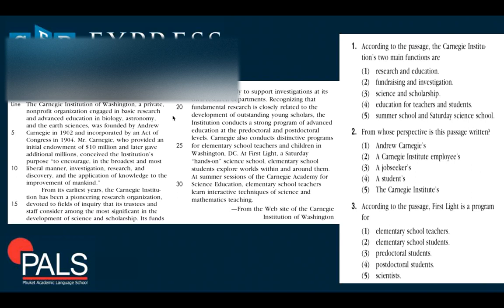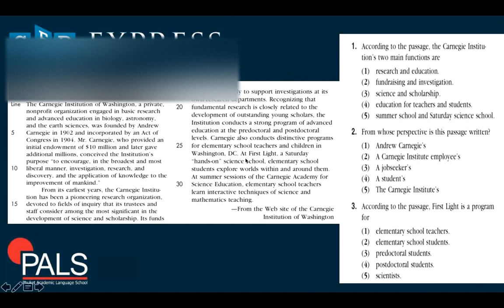Number 3, according to the passage, First Light is a program for elementary school teachers, elementary school students, pre-doctoral students, postdoctoral students, or scientists. If your answer is number 2, you are correct. Again, that is just based on comprehension. You don't have to think about it too hard, it's right there.